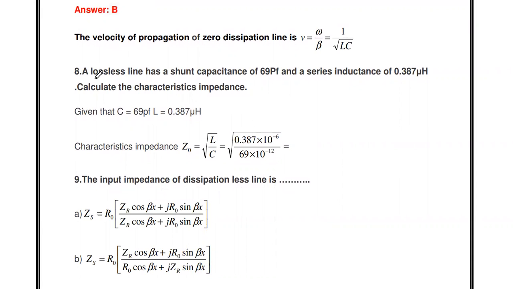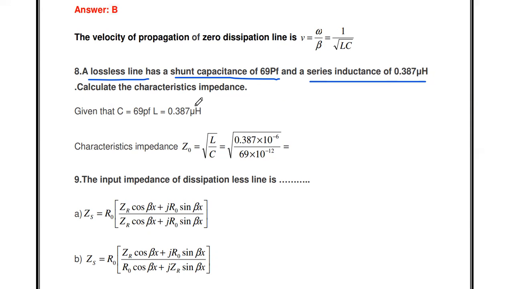So we will see the first question. You see a lossless line. A lossless line means the dissipationless line. It is otherwise called a lossless line. Zero dissipation means there is no loss in the particular transmission line. So a lossless line has shunt capacitance of 69 picofarad, series inductance 0.387 microhenry. Calculate the characteristic impedance.